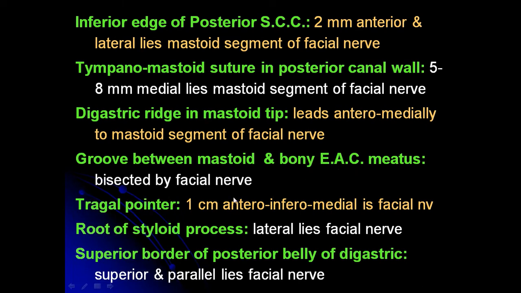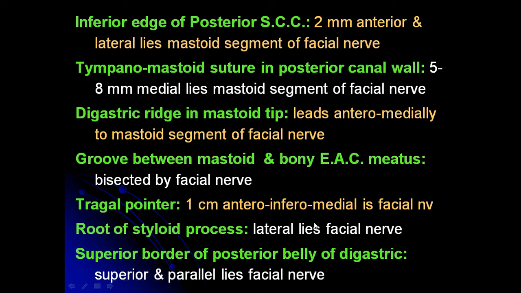And there is something called the tragal pointer. When you are dissecting, the tragus shows the facial nerve almost 1 centimeter anterior-inferior. If you go inside and open it, the tragus will be showing the facial nerve, that is 1 centimeter anterior-inferior. That is very important. Styloid process is medial. Actually, remember SPM. Styloid process is medial to the facial nerve. SPM is medial to the facial nerve.